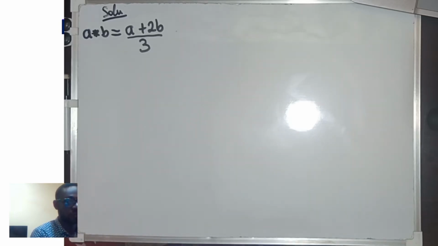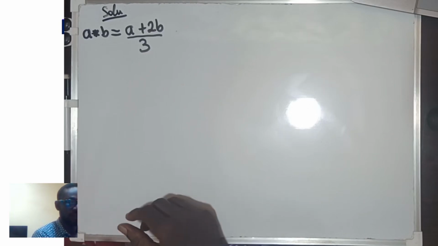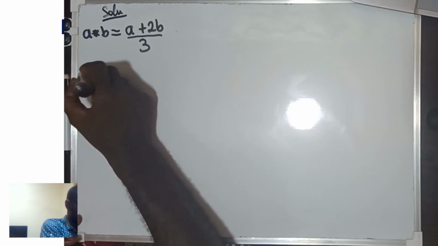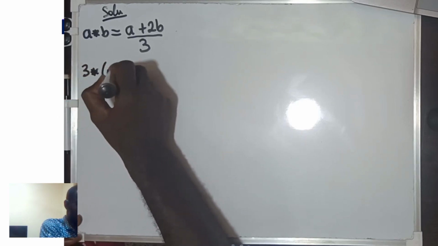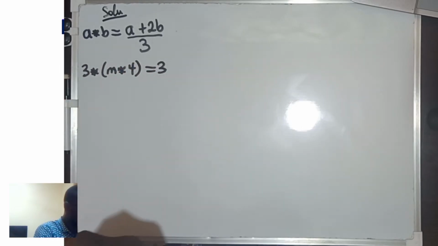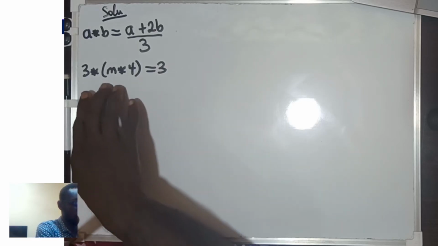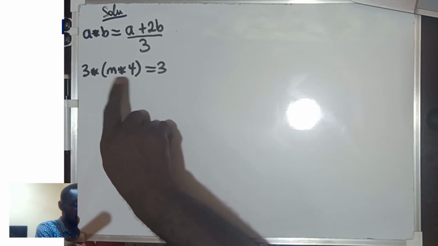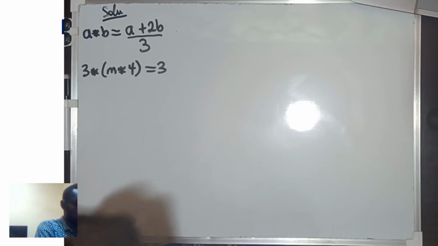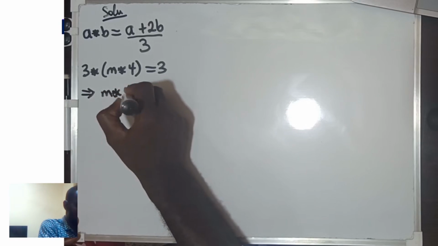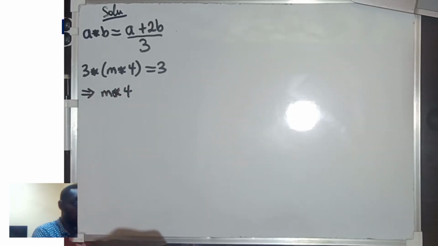And then they are saying that we should find m if 3 star m star 4 is equal to 3. So we have 3 star bracket m star 4 is equal to 3. We know that anytime we have any equation or expression, we do what is in the brackets first. We are following BODMAS. So we have to do what is in the brackets first, that is m star 4, using the same rule or the same definition that has been given.